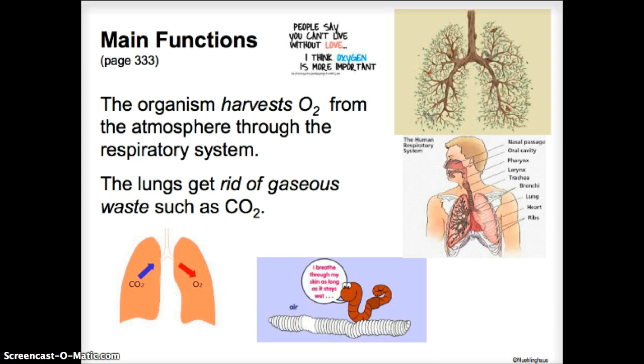The lungs are the organs that harvest oxygen from the atmosphere, and that, as a system, is the respiratory system. The lungs are where we have the gas exchange. They pick up oxygen and then they get rid of gaseous waste, such as carbon dioxide.